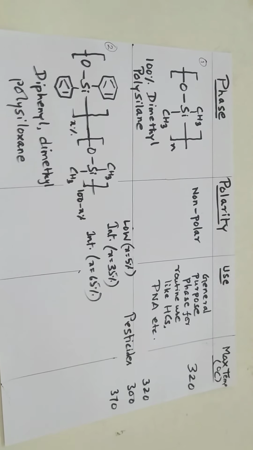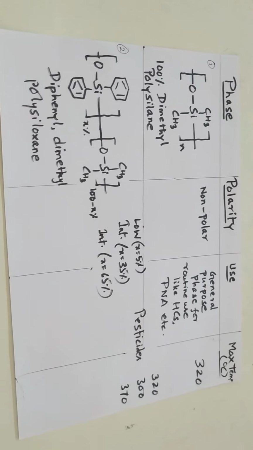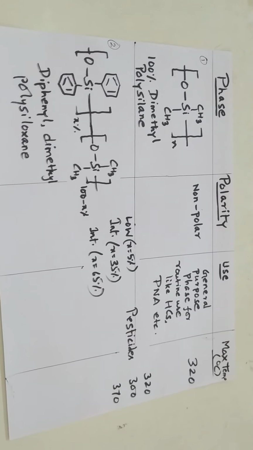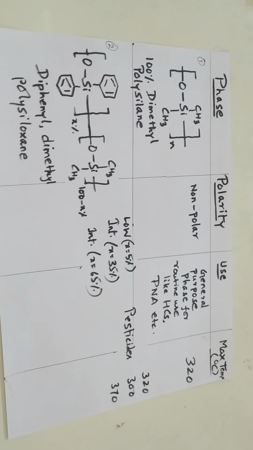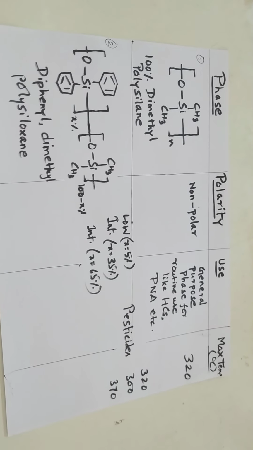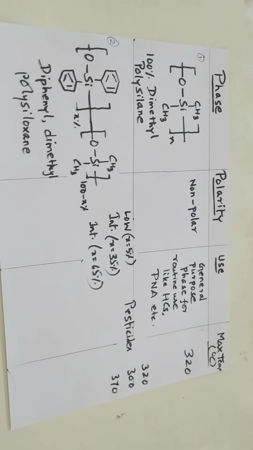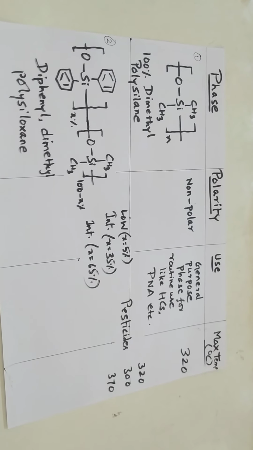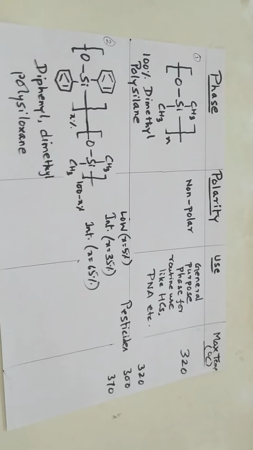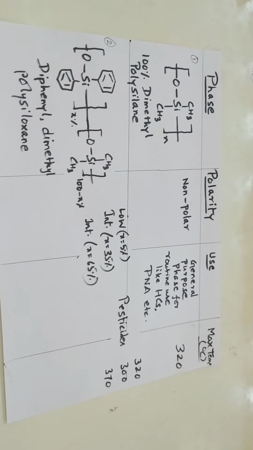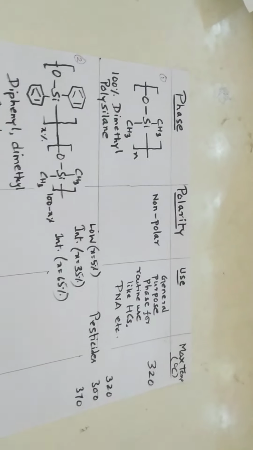First is 100% dimethyl polysiloxane, which is a completely pure polysiloxane derivative, and it is a polymer which is completely non-polar and is used as a general purpose phase for routine use, like hydrocarbons, polynuclear aromatics, etc. Here HC is hydrocarbons and PNA is polynuclear aromatics. And the maximum temperature is around 320 degrees Celsius.